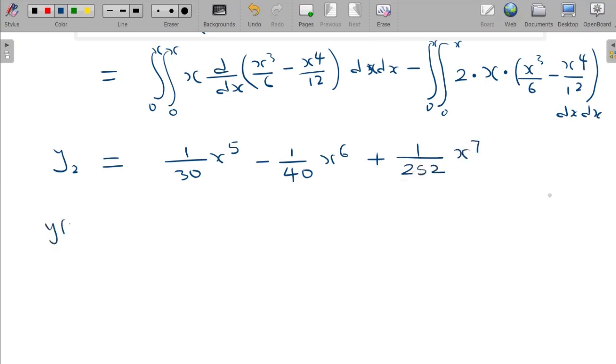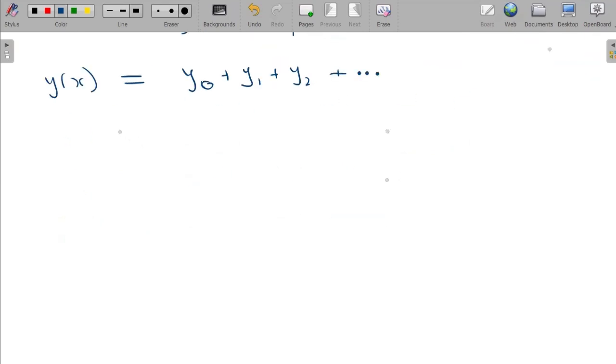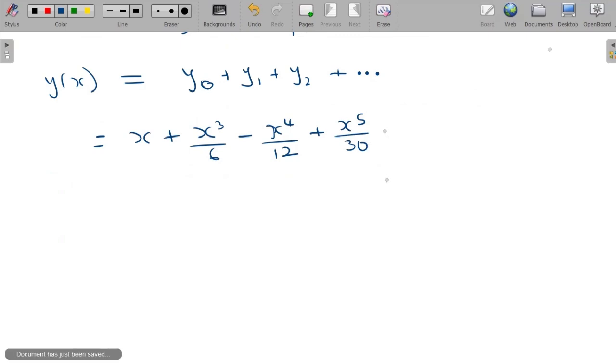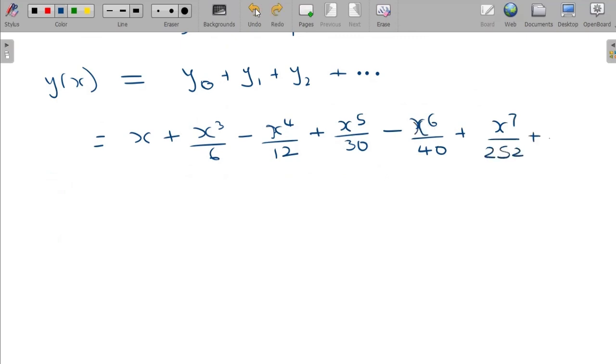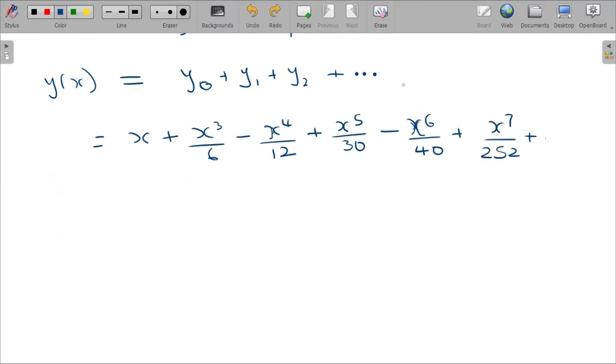Collating the results together, y naught plus y1 plus y2, this will give us x plus x raised to the power 3 over 6 minus x raised to the power 4 over 12 plus x raised to the power 5 over 30 minus x raised to the power 6 over 40 plus x raised to the power 7 over 252. So this is the result of the initial value problem. Of course, more terms can be obtained.